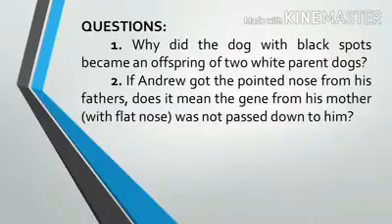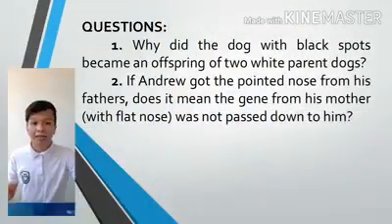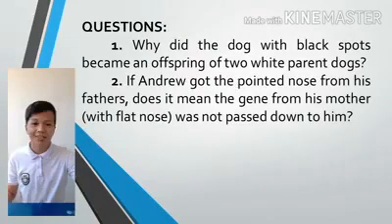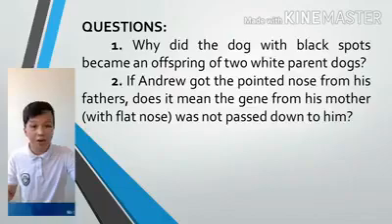But before we proceed to that, I would like you first to take note of the questions that flashed on screen and try to answer them before or after we finish the discussion. Number 1. Why did the dog with black spots become an offspring of 2 white parent dogs? And number 2, if Andrew got the pointed nose from his father, does it mean the gene from his mother, who has a flat nose, was not passed down to him?